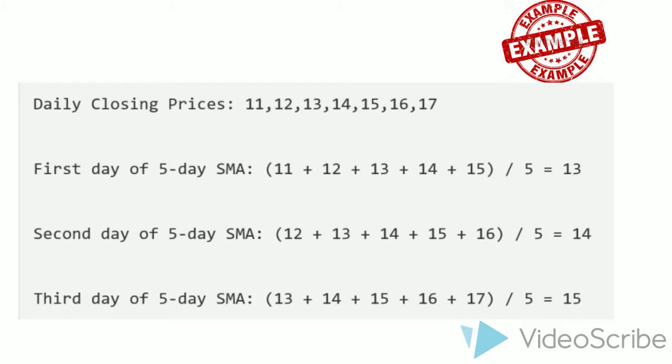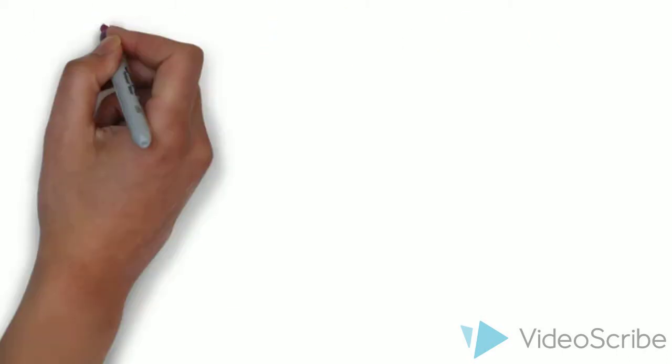Also notice that each moving average value is just below the last price. So for example, the moving average for day 1 equals 13 and the last price is 15. Prices in the prior 4 days were lower and this causes the moving average to lag.